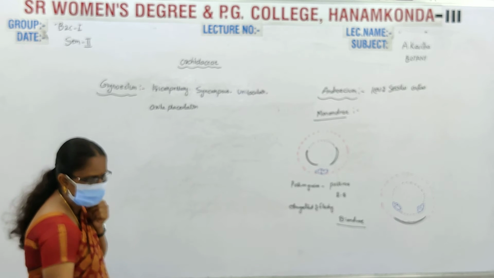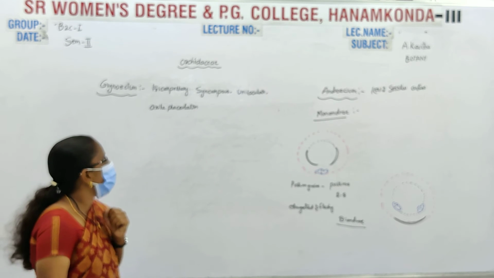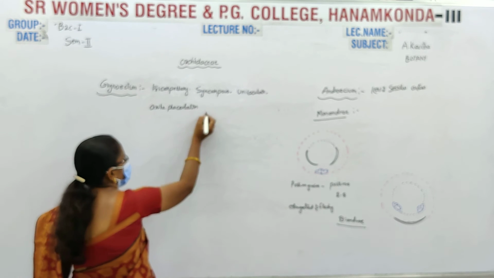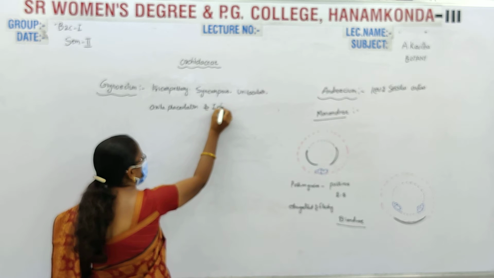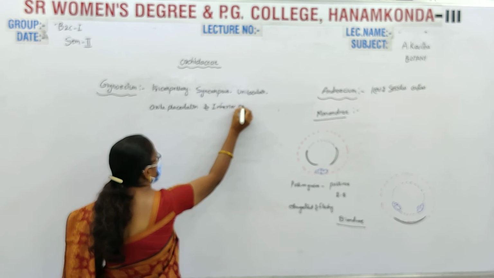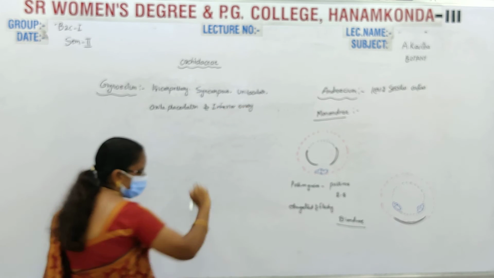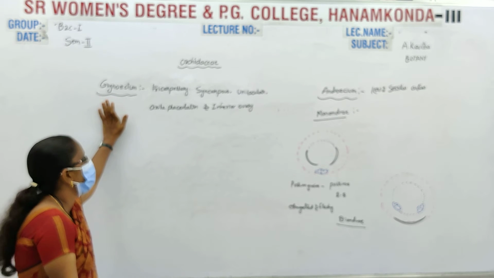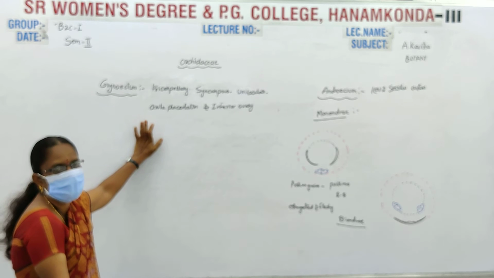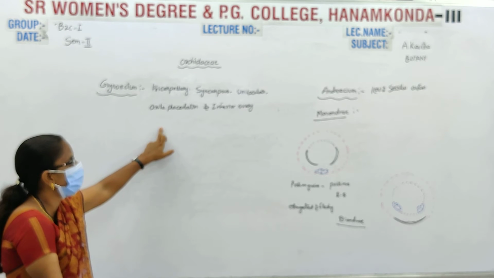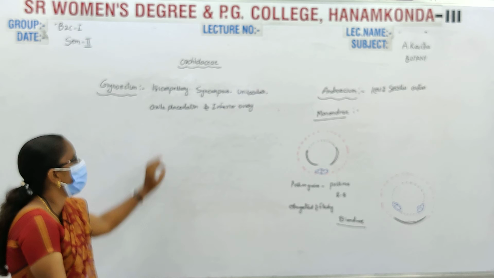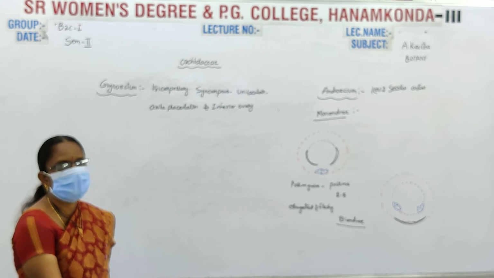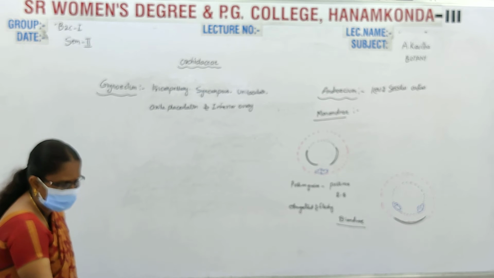This is a gynoecium, and the ovary is an inferior ovary. Three carpels are present: tricarpellary, syncarpous, unilocular, axile placentation, and inferior ovary.